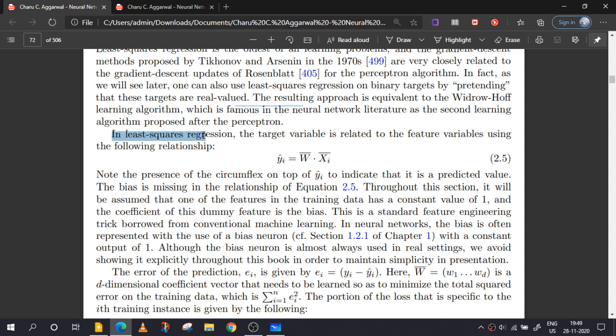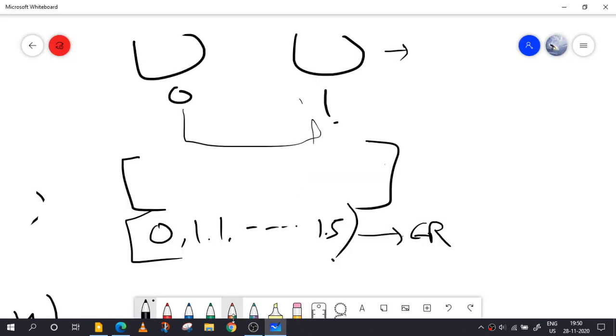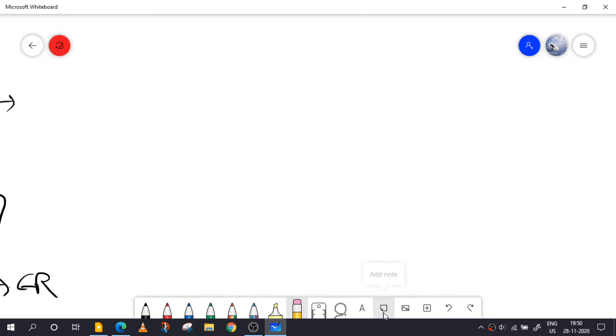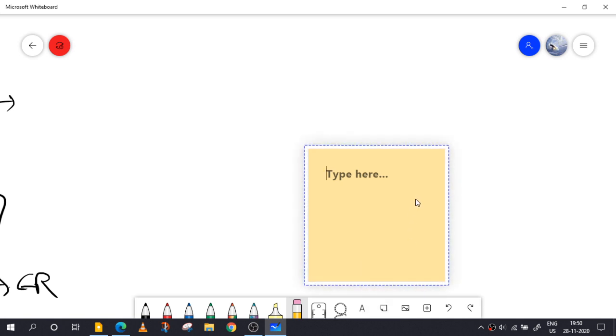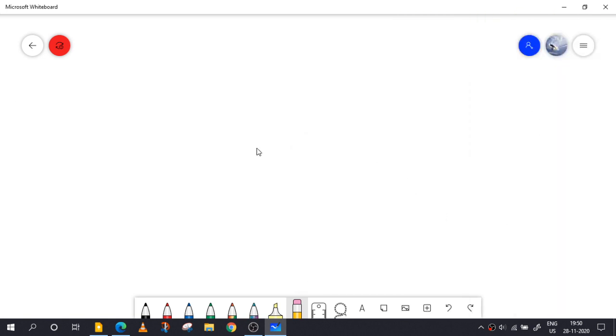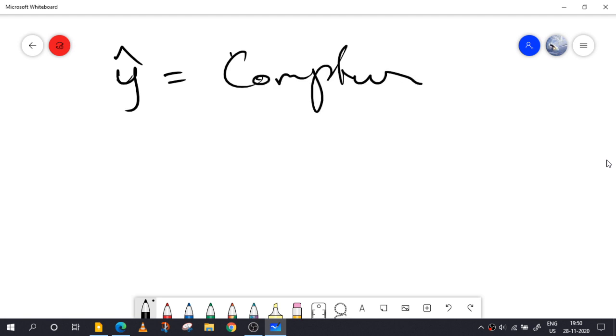In least square regression, the target variable is related to features using the following relationship. So the target variable, y hat. When he writes y hat, oh no, I just want to erase this. I don't know how to clear the canvas. Okay. So y hat is basically the value that the computer predicts. Y hat is basically the value the computer predicts.